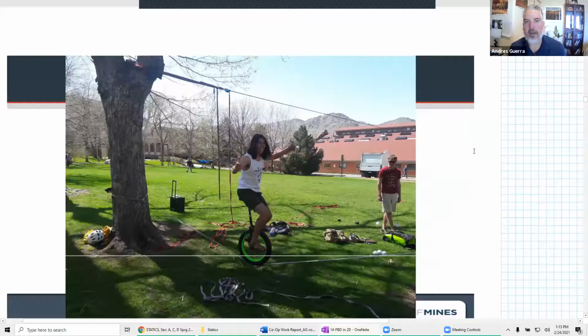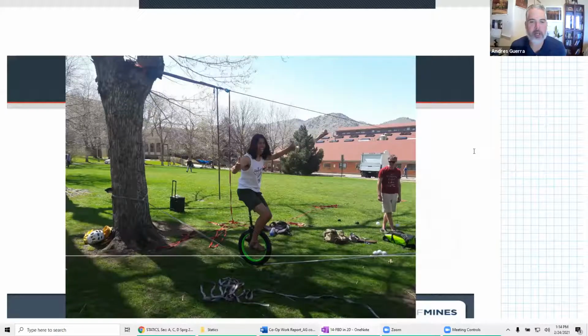Here, let's talk about free body diagrams for 2D rigid body equilibrium. This is Jacob Greener. He was a student in statics a bunch of years ago. I was walking by in Capital Commons one day and I was like, oh my gosh, look at Jacob. He's riding a unicycle and slacklining. And the first thing that came to my mind, of course, was statics. Like, yeah, this is just all about statics.